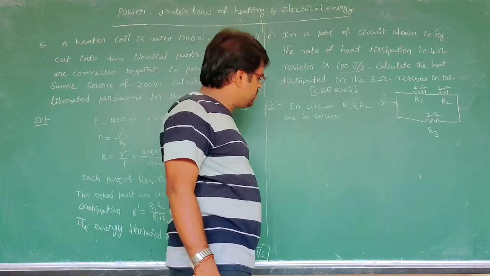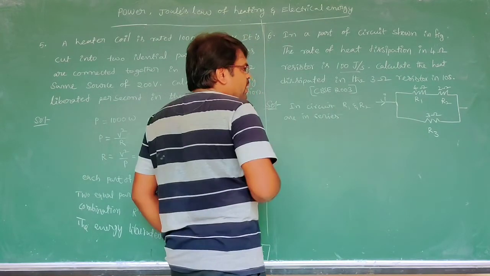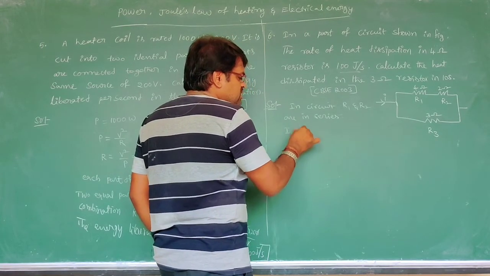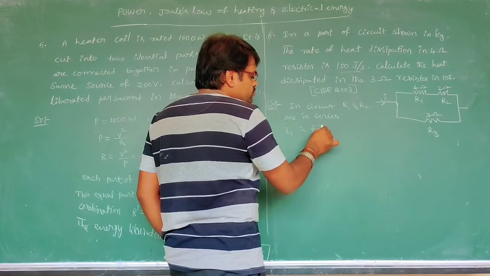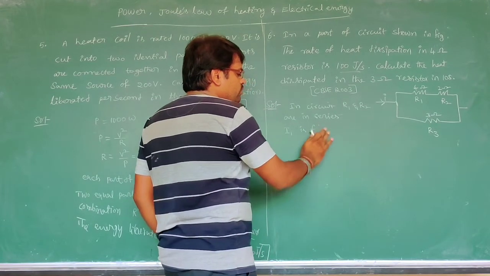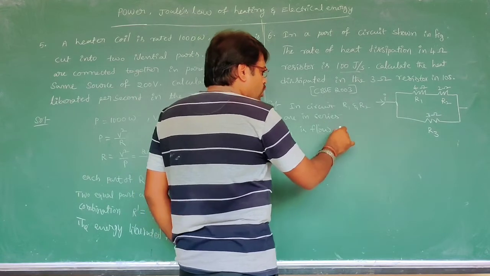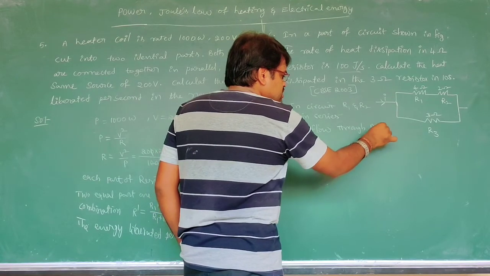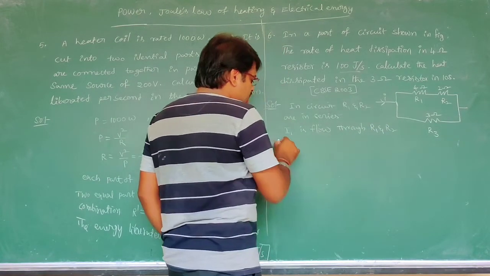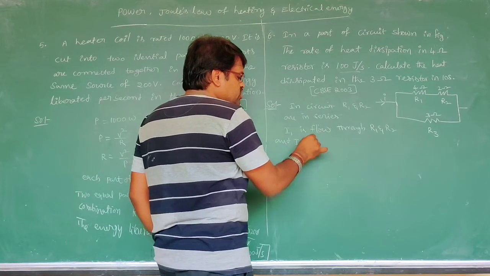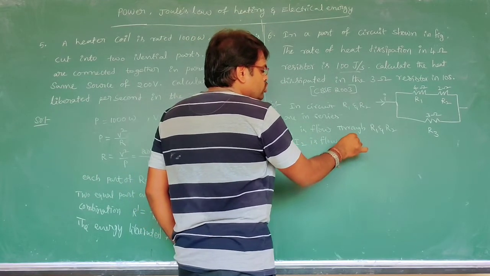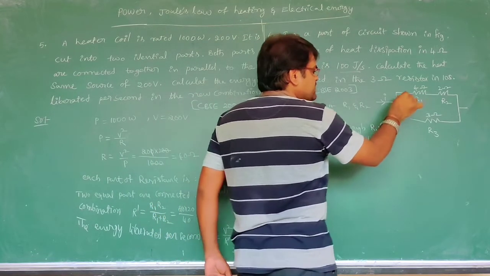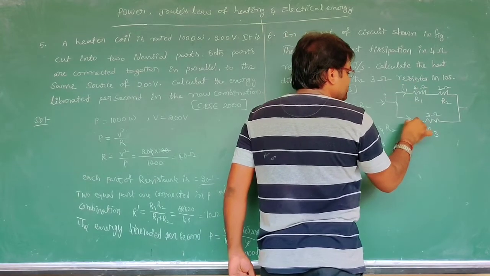R1, R2 are in series. Here, the I1 current flows through the R1, R2 resistors, and the I2 current flows through the R3 resistor. That means I is divided here into I1 and I2.